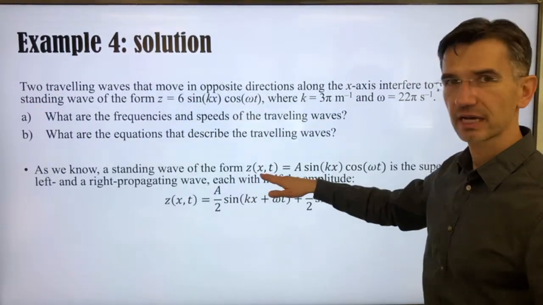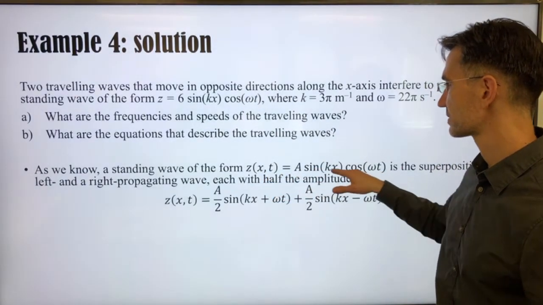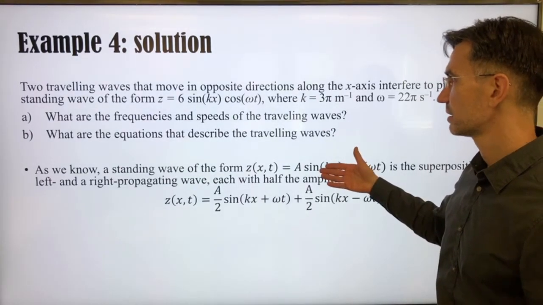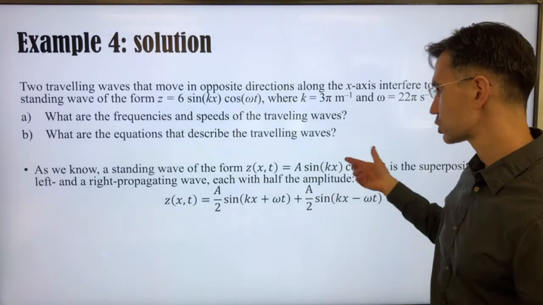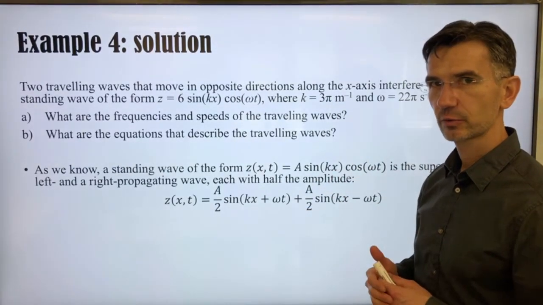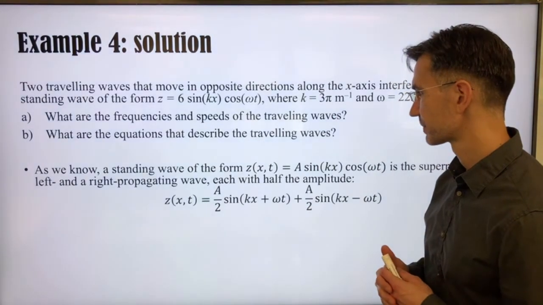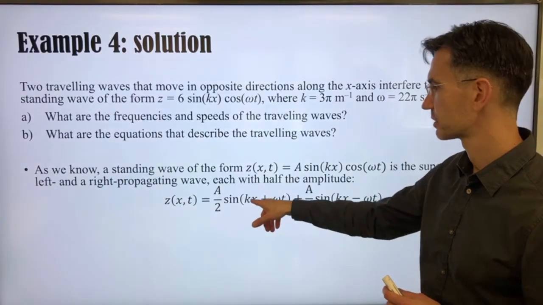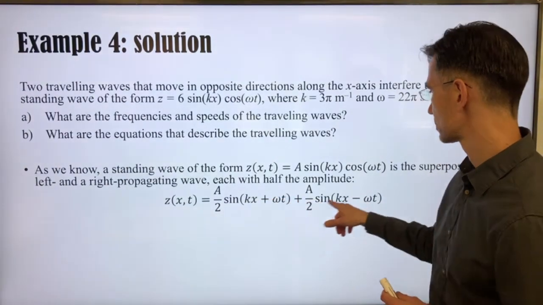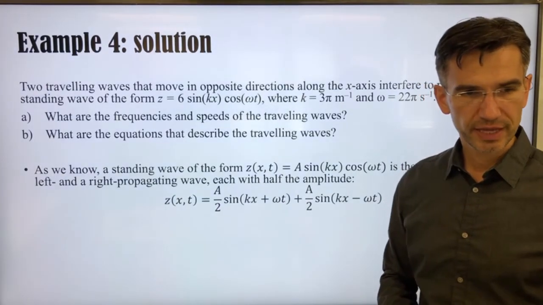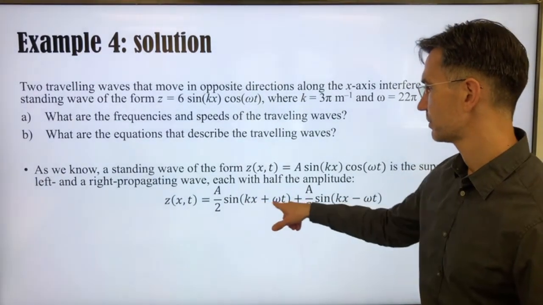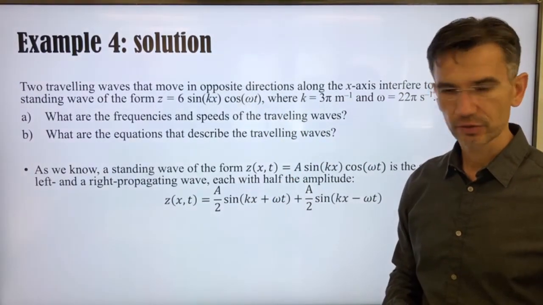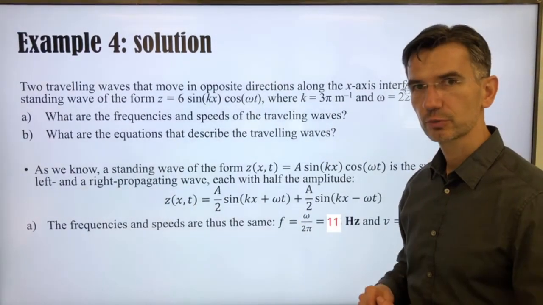So we know a standing wave should have this form. It should be the product of a sine and a cosine, sine of kx cosine omega t, times some amplitude. And that should be the superposition of two traveling waves, one that moves left and one that moves to the right. These are our two traveling waves, and the only difference between them is the difference in sign in front of t, because this one is moving to the left and this one is moving to the right. So the wave number and angular frequencies are the same as they were given to us.